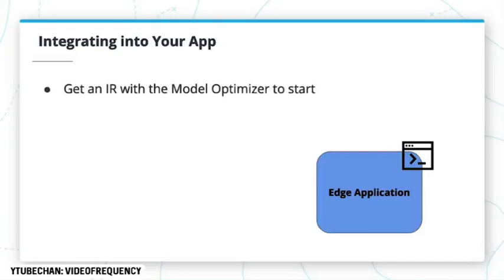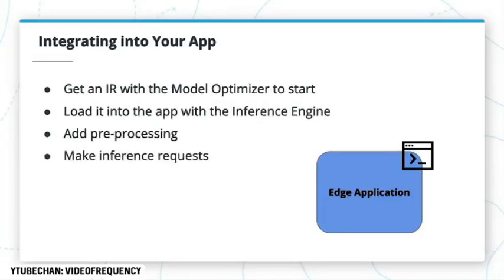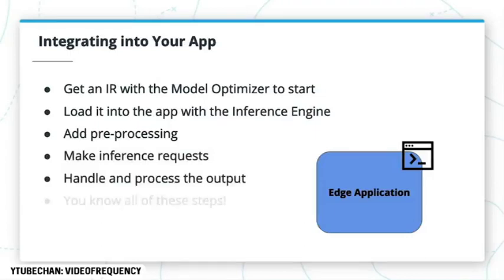You've made it through a ton of OpenVINO toolkit fundamentals, and now it's time to integrate everything into an application. Coming up, you'll be converting a model with the model optimizer, loading it with the inference engine, adding any necessary pre-processing steps for the input frame, making inference requests and performing inference, and handling and processing the outputs. And of course, we'll make sure all of this gets built into an application. That sounds like a lot, but you actually know how to do all of this already.